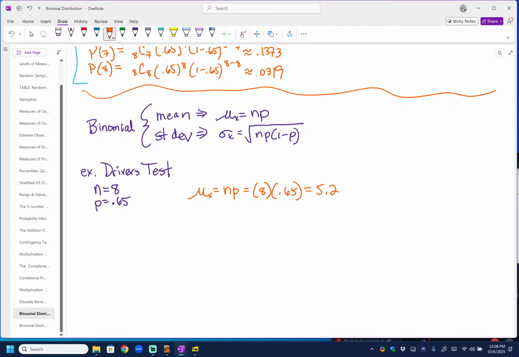So what does that mean? That means in this scenario in which there are 8 folks taking the exam, and the probability is 0.65, on average, 5.2 people taking the exam pass it. Next, we see the standard deviation, which is n times p times 1 minus p with a square root over the top of it. That is going to give us 8 times 0.65 times 1 minus 0.65 in that square root. If we do the calculation, we're going to have about 1.35 as our result.